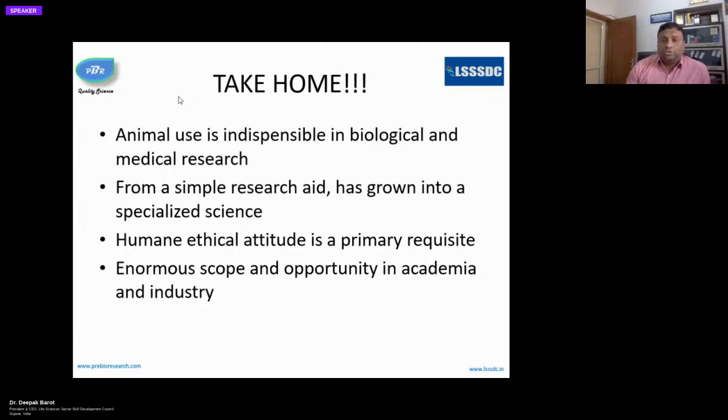Earlier it used to be very simple research, now it has grown into a complete science. So chemistry, biotechnology, microbiology, pharmacy, veterinary, zoology, everybody has a role to play. Even animal science has grown that big nowadays, right? And always try and follow the CPCSEA guidelines for maintaining the animal facility, and wherever possible, at least do due diligence to practice good welfare and ethics in the usage of animals in research. And as I mentioned, there is a huge scope and a lot of opportunity in academia and industry for animal facility sciences.